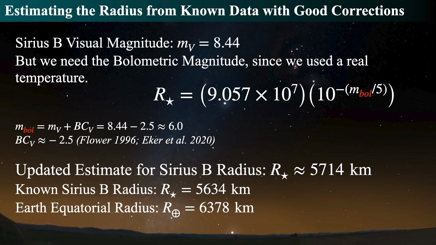And the estimate for that from either Flower or Eker et al. in 2020 is that the bolometric magnitude should be the visual magnitude plus some correction. And the estimate is that the bolometric correction is about minus 0.25. Therefore, the bolometric magnitude, which is what we really want, is 6.0. This bolometric correction comes about because the Stefan-Boltzmann law says energy is radiated at all wavelengths, but we only measure in the visual magnitude. So we have to translate between the two. That's where this bolometric correction comes from. With the bolometric correction of minus 0.25, now we get an updated Sirius B estimate of about 5,700 kilometers, but we know more precisely that Sirius B is about 5,634 kilometers, and of course the Earth is about 6,380 kilometers. That's a much better estimate.